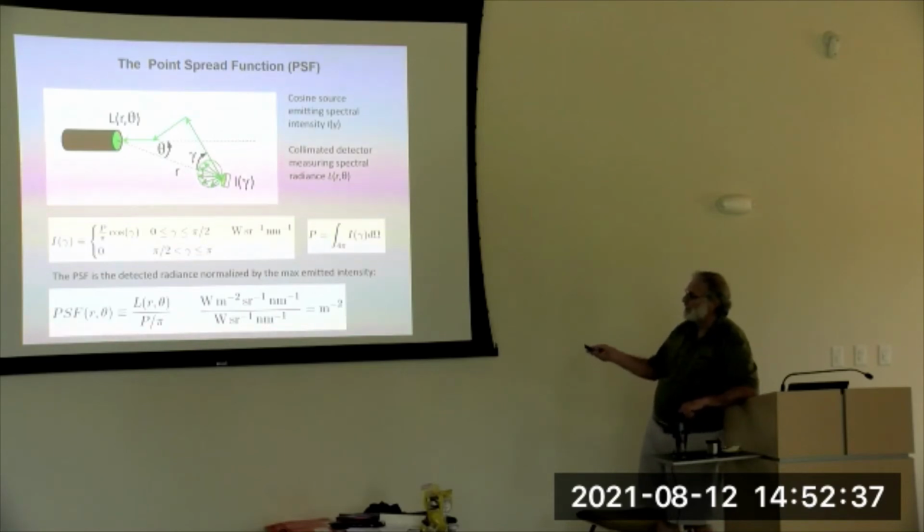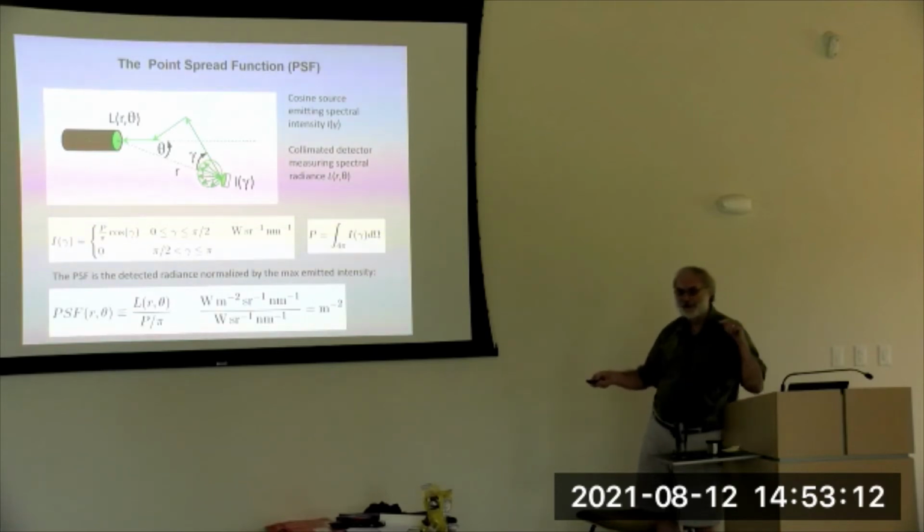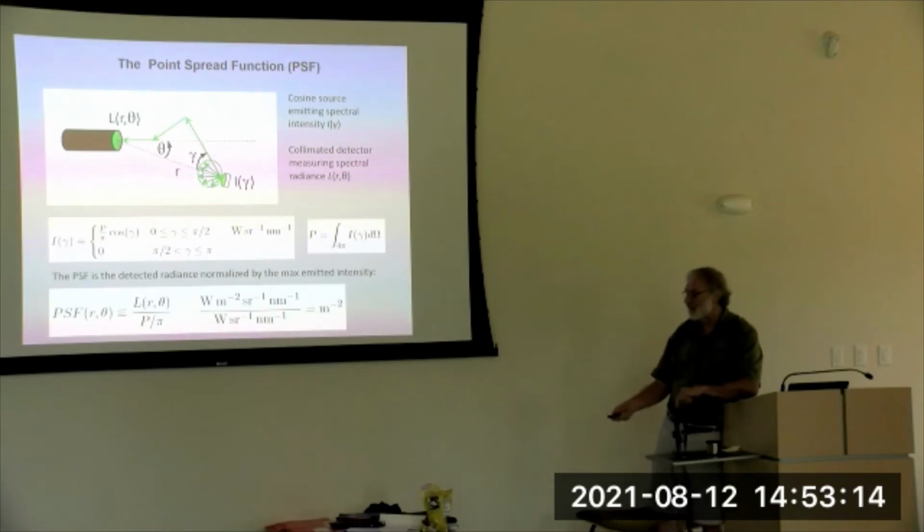So I can define the intensity of this source. Remember, intensity is watts per steradian per nanometer. If I take this function and integrate over all angles, that just gives me the total power being emitted. Then I define the point spread function as the detected radiance normalized by the power over pi. Notice that also has units of per meter squared. So one is a point source with a collimated detector, and the beam spread function is a collimated source and a cosine collector.